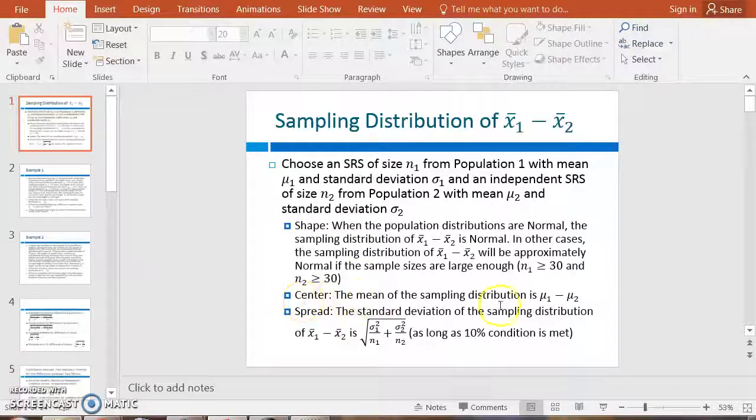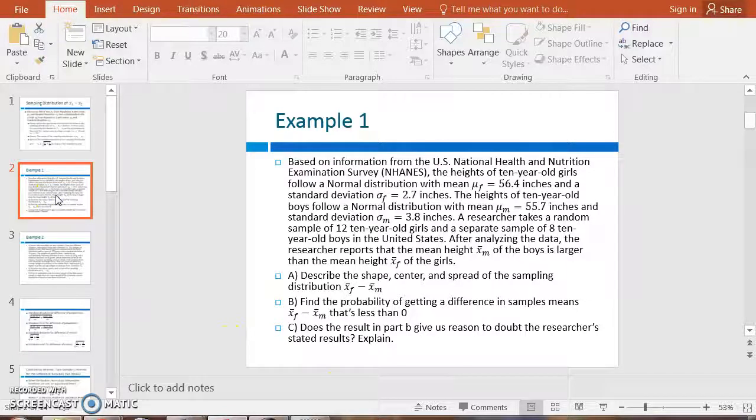The center is going to be the difference of our population means. And our spread, the standard deviation of the sampling distribution, is going to be this cute little formula right here. So it's our standard deviations squared. Note that they're squared over their separate sample sizes. And we still need to check our 10% condition to make sure that that is being met. Okay? So we're going to go to our first example.